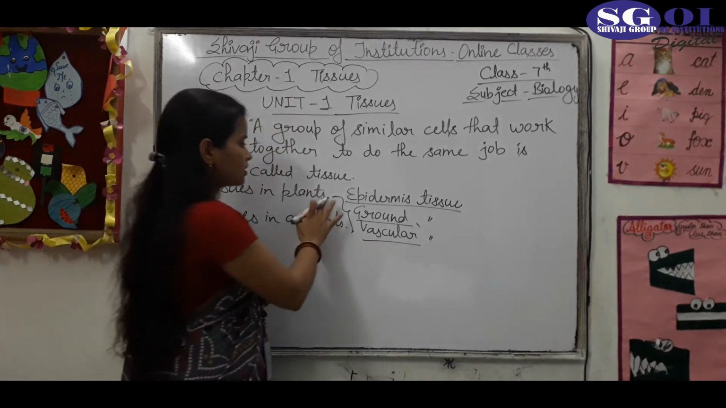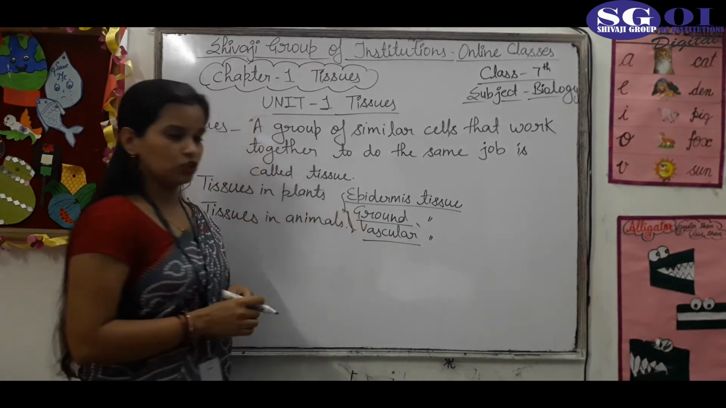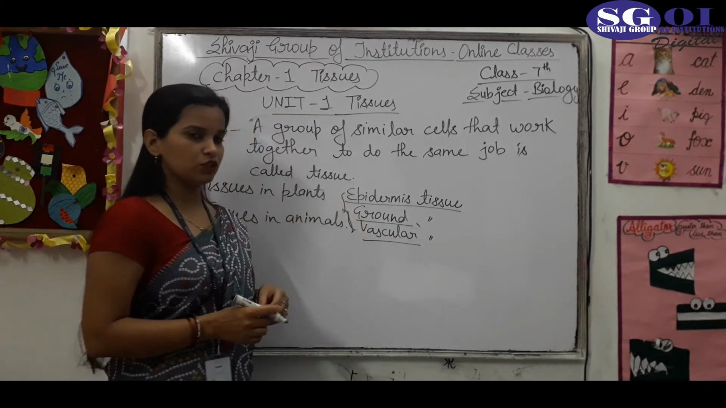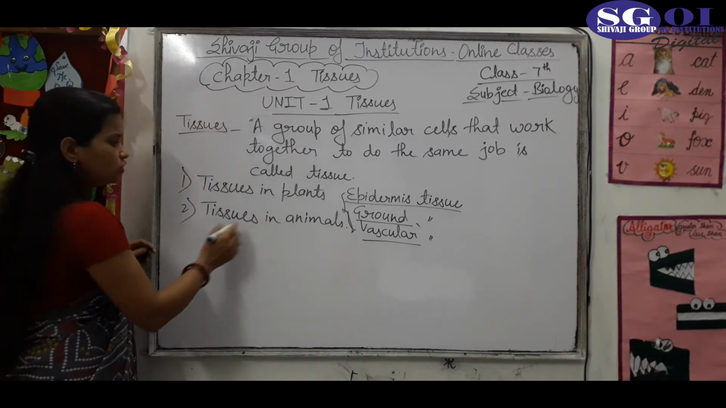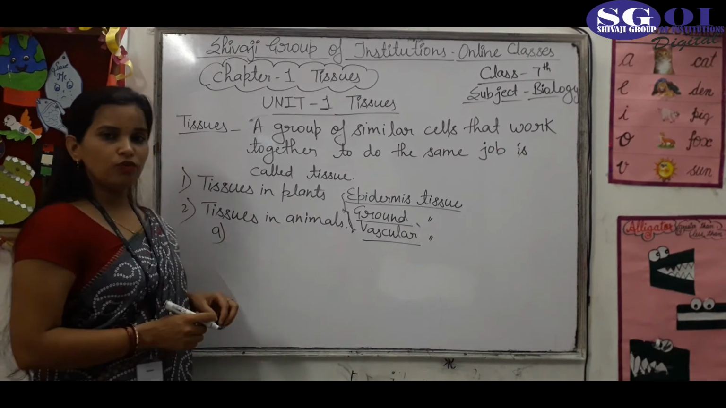So these three types of tissues are found in plants. These tissues are called plant tissues. Next is tissues in animals. There are also four types.